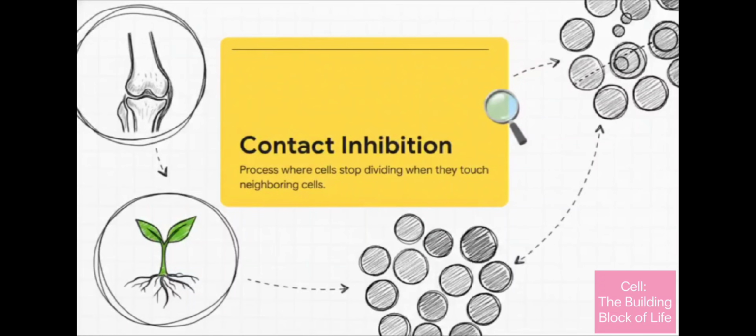Normally, cells are incredibly polite neighbors. They will divide and grow, but the absolute split second they physically touch the boundary of a neighboring cell, they immediately stop dividing. This crucial protective mechanism is known as contact inhibition. It is what ensures that our organs and tissues stay exactly the size and shape they are supposed to be.